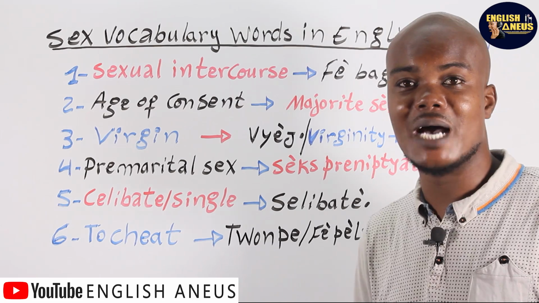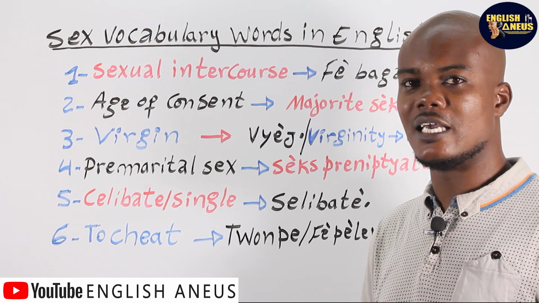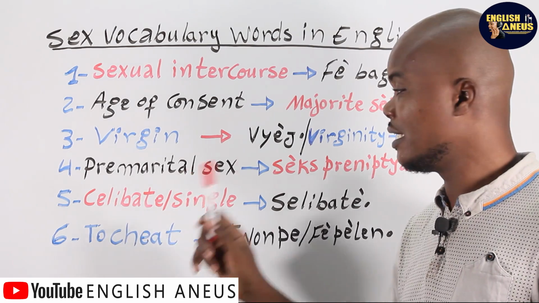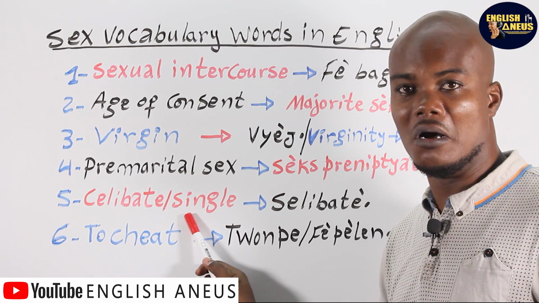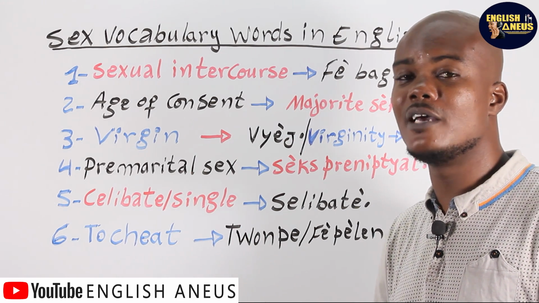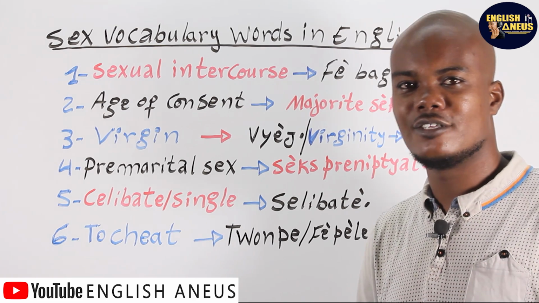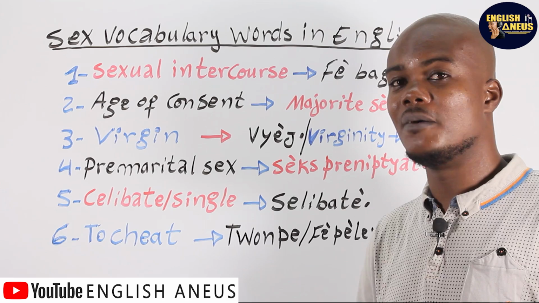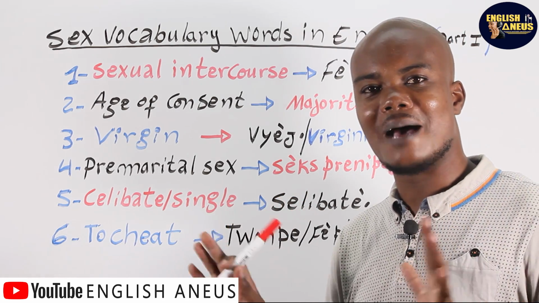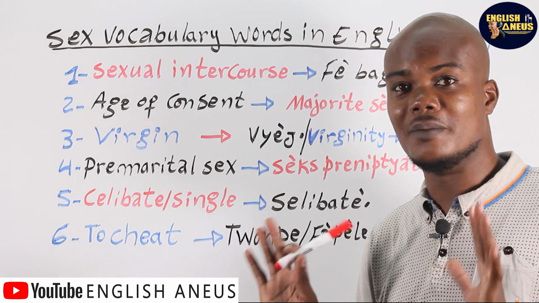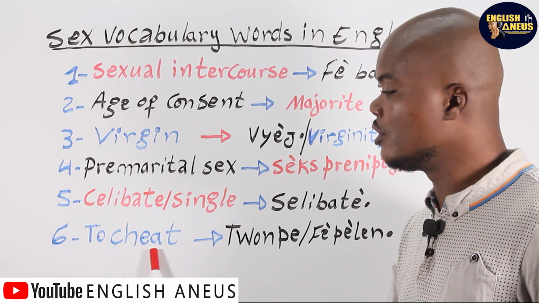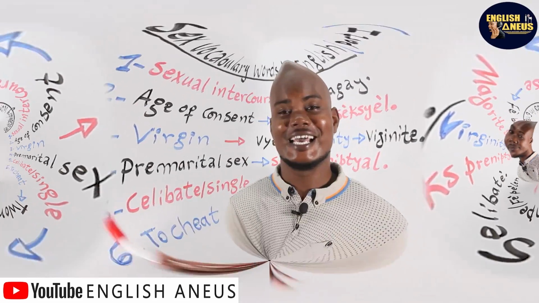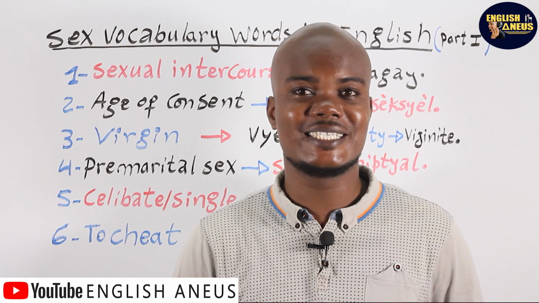And how do we say célibataire? There are two ways to say it: celibate or single. And to finish, how do we say faire pelin, tromper? To cheat. Cheat. That's great.